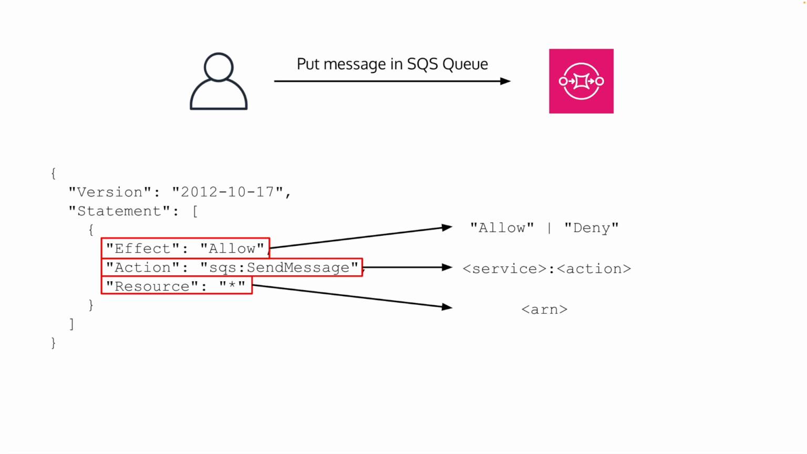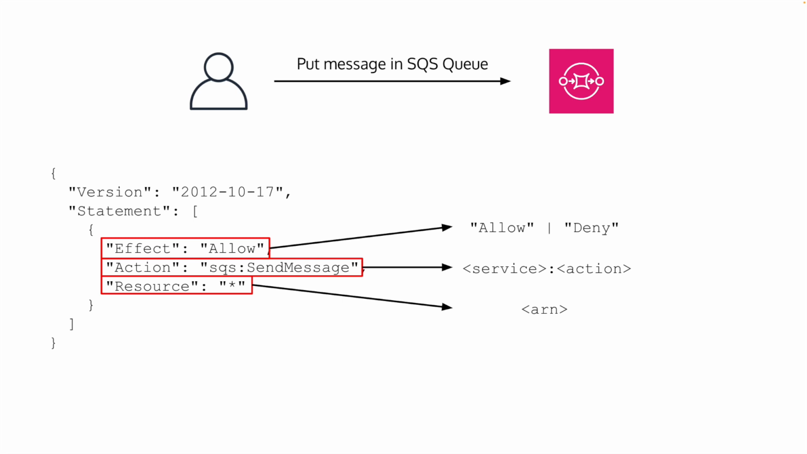Finally, resource references the resource the action is targeted on. In this example, the star is used as a wildcard, and it means the user can perform a send message action on any queue. Alternatively, an ARN value could be provided instead, and it would scope down the action to a specified queue.